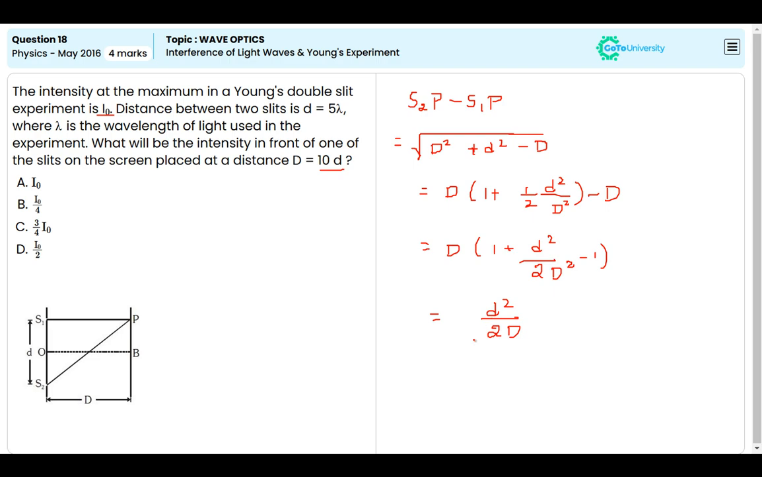Then delta x we can write as d square divided by 2 times this capital D, that is 10 times d. So d square by 20d is d by 20. Then this d is equal to 5 lambda divided by 20, which is nothing but lambda divided by 4.